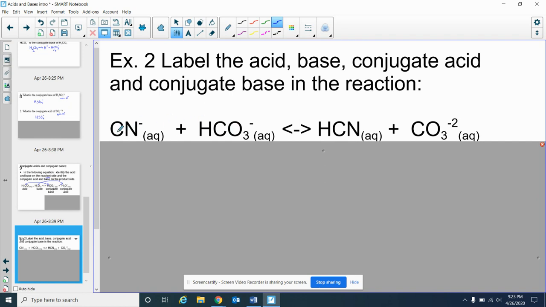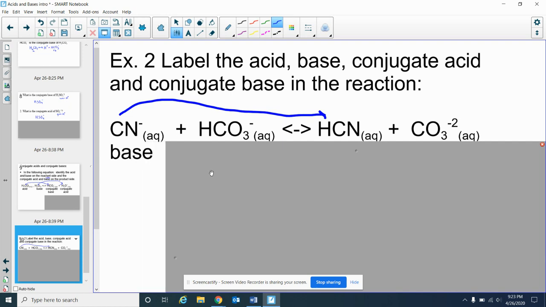Right? So as I look at these two, it's crucial to look at what they become. So the CN minus is becoming HCN. So what happens to it for it to become HCN? It's grabbing an H, it's accepting an H. So that means it's a base. Versus this one, what's it becoming? It's becoming this. So it's losing an H.